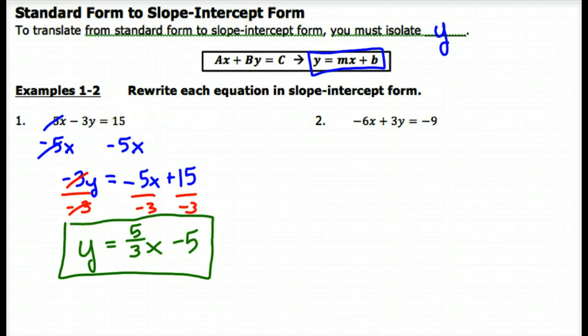One thing I want to point out is these are both still the same line. Okay, if you graphed both of these, you would get the exact same thing. It's just one is written in a different format than the other. One is standard form, the other is slope-intercept form. But they are indeed the same line.